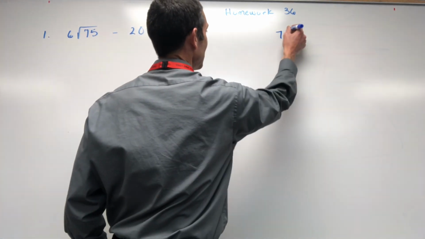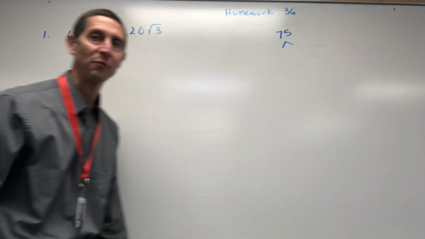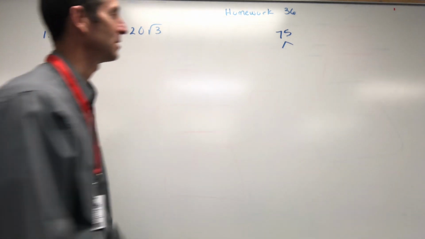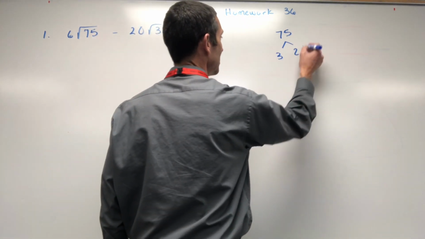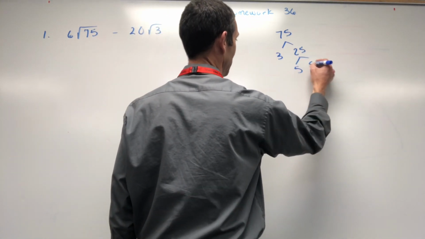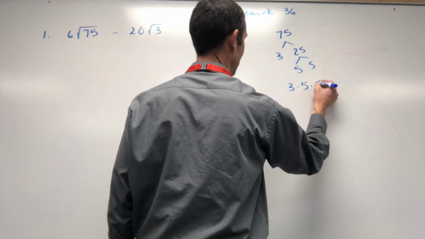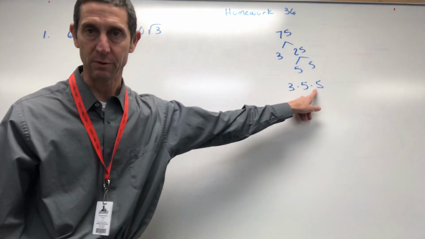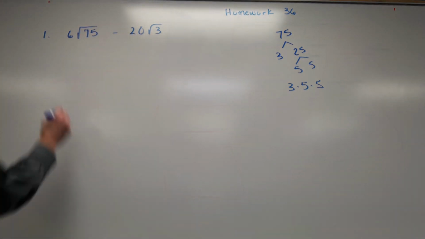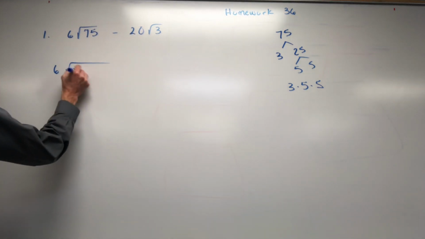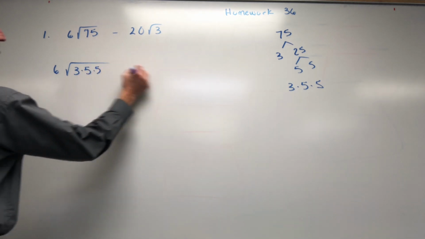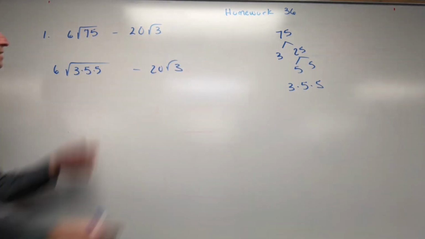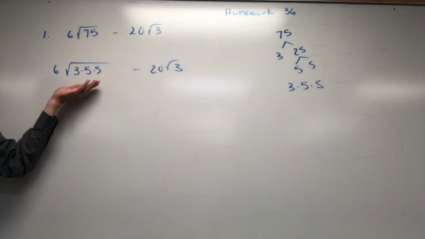So run him over here. Let's run a little factor tree on old 75. That's 3 times 25, so 3, 5, 5. So we work our factor tree magic, and 75 we can break down to 3, 5, 5. So we run back into the problem, and 75 now becomes 3, 5, 5.